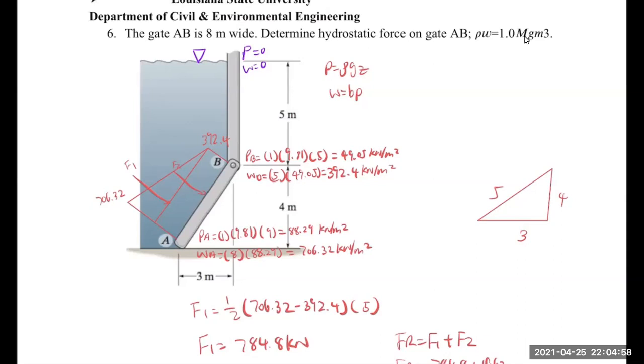All right, so for PB, this one is the rho, this one is the g, and this one is the z, which is a depth of 5 meters right here. So I got 49.05 kilonewtons per meter squared. And then for WB, this is the width. The width is 5 meters also because I'm considering this thing right here. So the width is 5, multiplied by the P, which is 49.05. So I got 392.4 kilonewtons per meter squared.